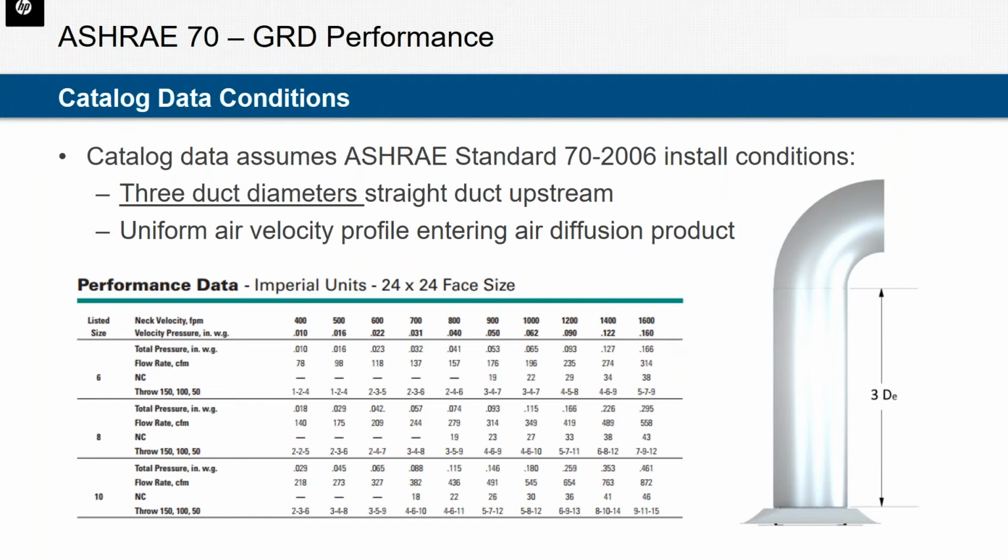ASHRAE Standard 70 actually assumes you have 3 duct diameters of straight duct right behind a diffuser backpan. You probably don't get that a lot in real life. You probably have a short plenum, you probably have an elbow or something narrower than that behind your diffuser. That's not bad, but it might affect what you get from the catalog.